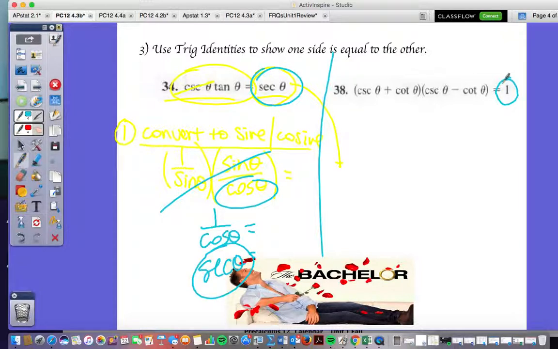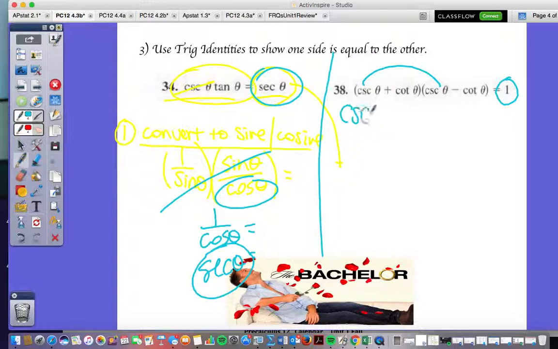That's right. FOIL it out. You see that? Because it's being multiplied, before we do the sine and cosine, that's true. Let's just simply multiply these out since they're back to back, okay? Let's just see what happens. So what's cosecant times cosecant? Cosecant squared, right?